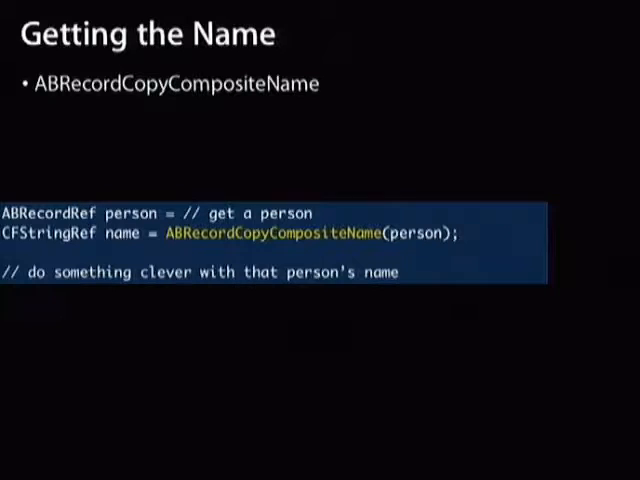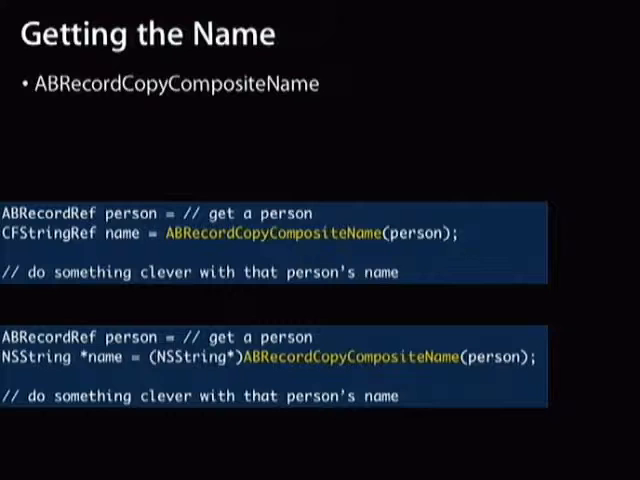In this example, you have a person. AB record copy composite name, you get a string, that's the name, and you do something clever with it. If you want to do it in Objective-C, it looks exactly the same, except you're just casting more. But now you have an NSString star instead of CFString ref. All right, so that was getting the name.